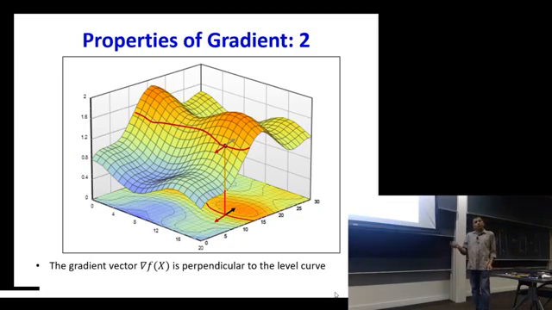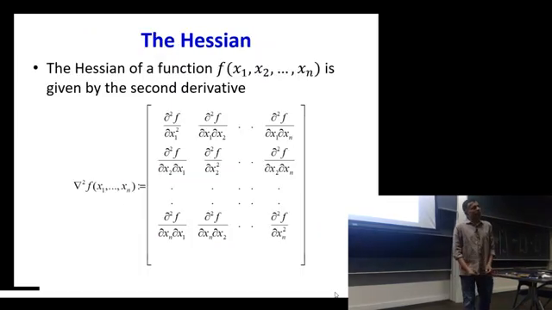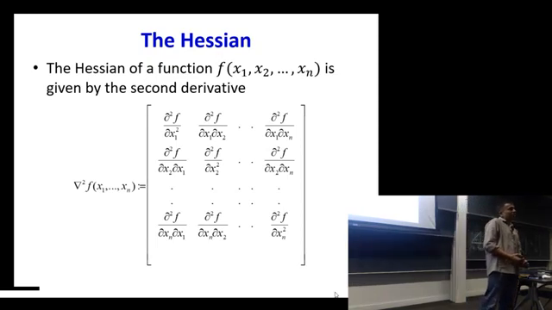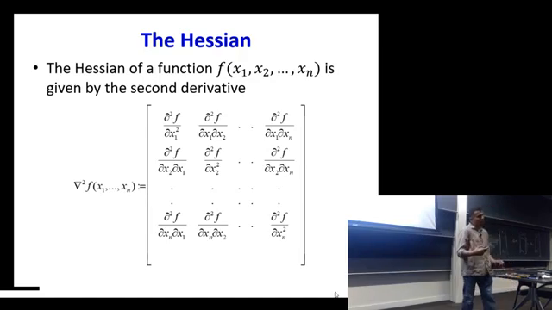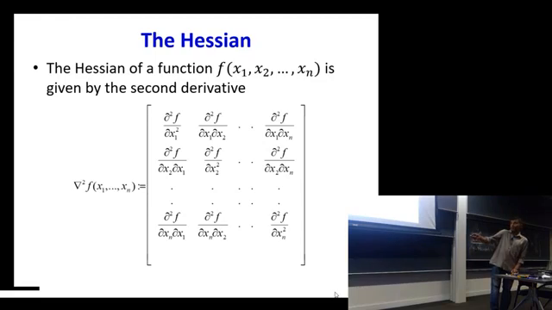Now, you can also define a second derivative, just as we did for scalar functions. You can define a second derivative for functions of multivariate inputs, where each entry is the partial derivative with respect to two different variables. I won't get too much into this second derivative. It's called the Hessian, but the diagonals are dou square f over dou xi squared, and the ijth component is dou square f over dou xi dou xj.